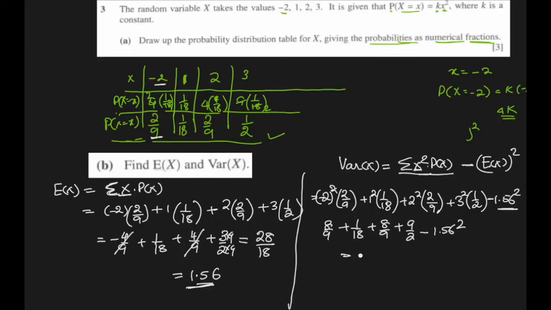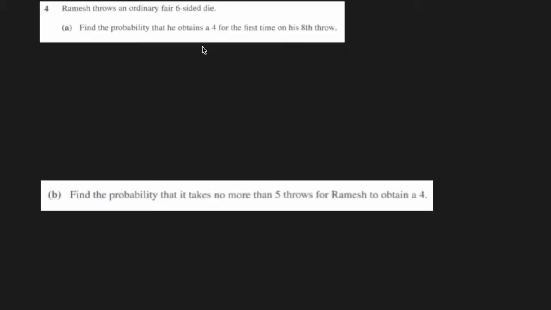And this comes out to be 3.8997, which we will round to 3 significant figures, 3.90. That's the variance.